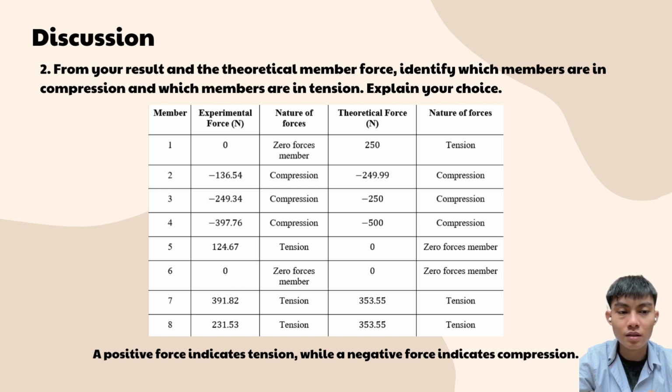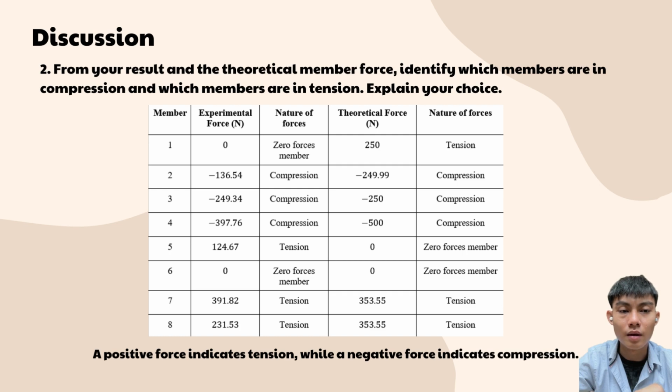Experimental force is 0 and the theoretical force is 0. So member 6 is confirmed to be the zero force member in this structure. Although we get slightly different values in the experimental force and the theoretical force, the nature of the force is the same, like member 2 until 4.